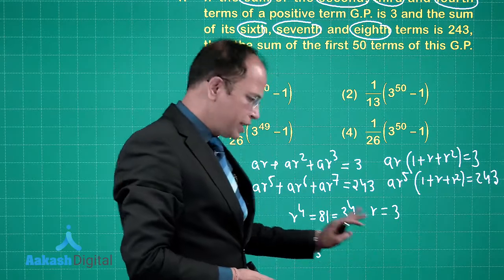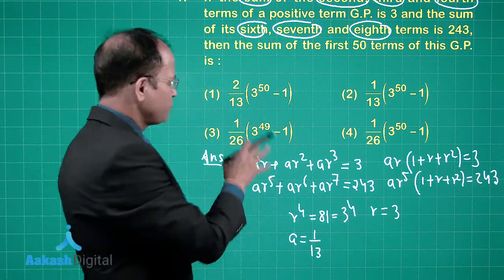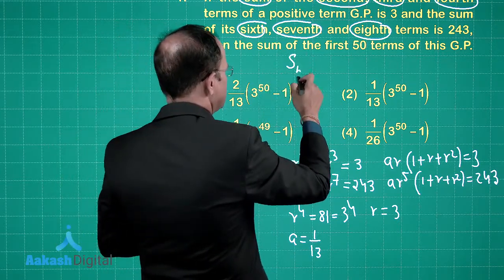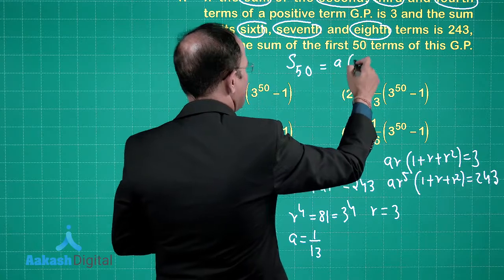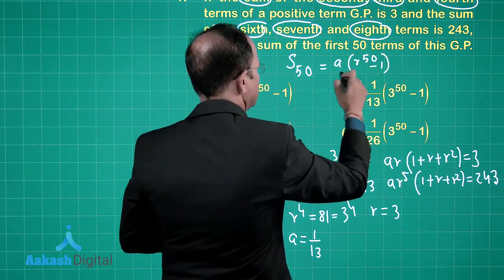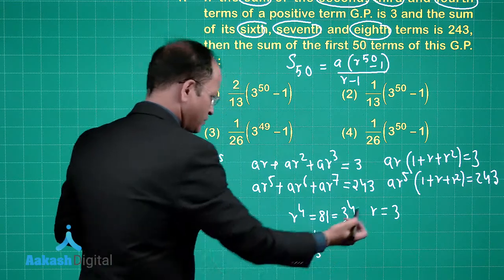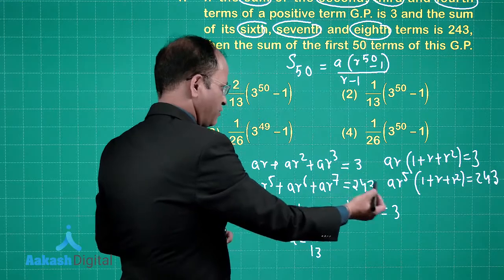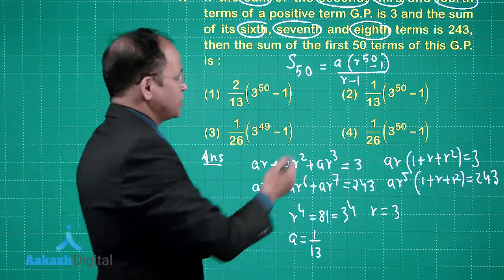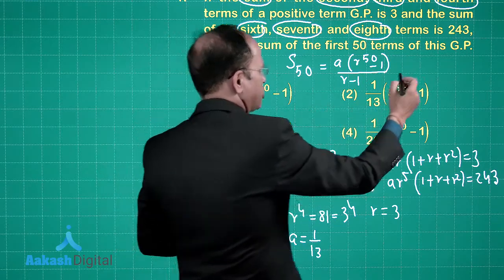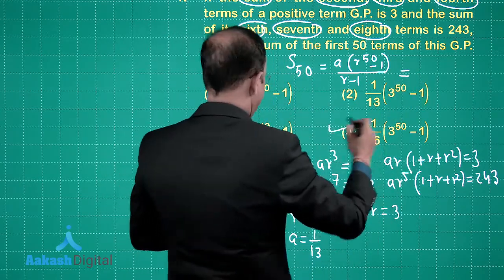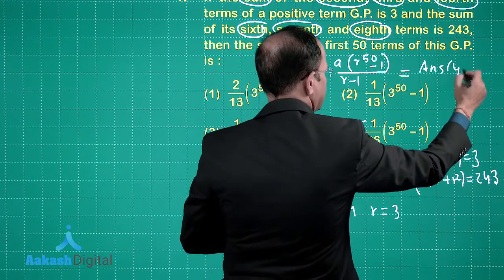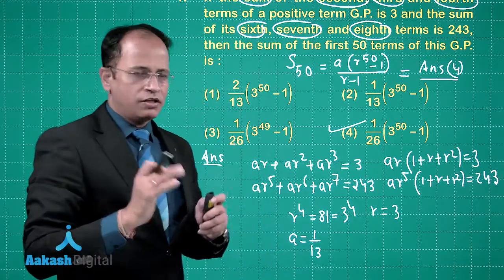Now, r is equal to 3, a is equal to 1 by 13, students. So we can just substitute the values here in the sum of 50 terms. That means a times r to the power 50 minus 1 upon r minus 1 we have. So you have been given r, and as you can see here, we have found out a is equal to 1 by 13 by substituting the values. Now substitute all the values of a and r, we get option 4 to be the correct answer, right? So this is the final answer we have, option number 4. So this is the first one.